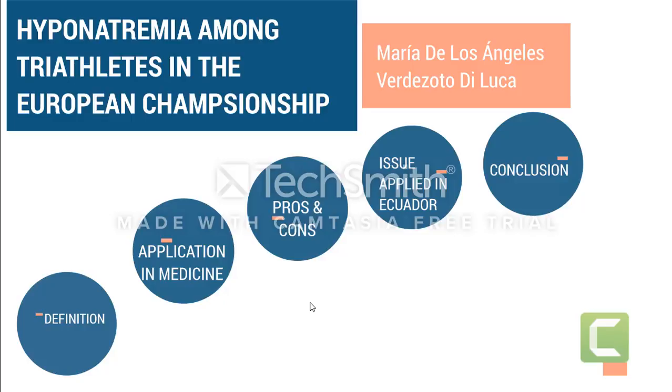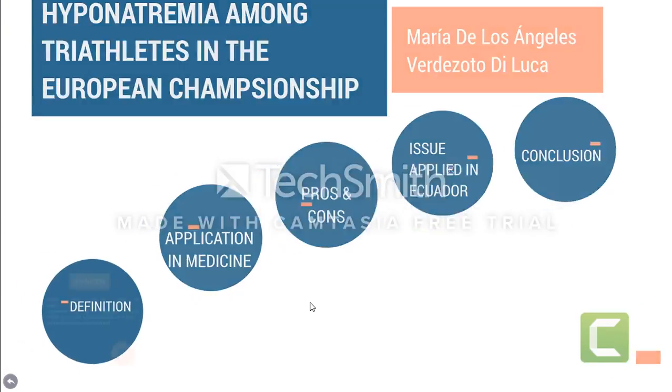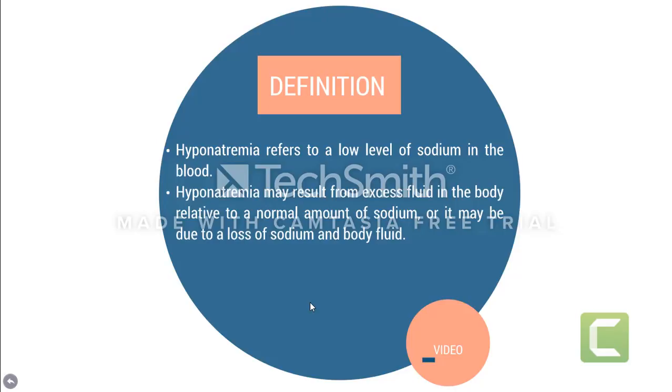Hyponatremia among triathletes in the European Championship. Definition: Hyponatremia refers to a low level of sodium in the blood. Hyponatremia may result from excess fluid in the body relative to a normal amount of sodium, or it may be due to a loss of sodium and body fluid.